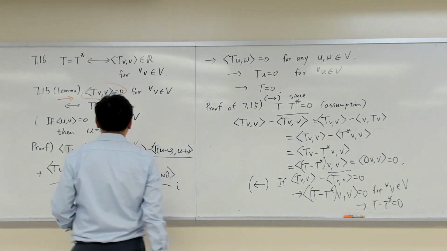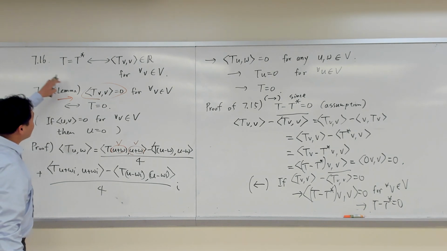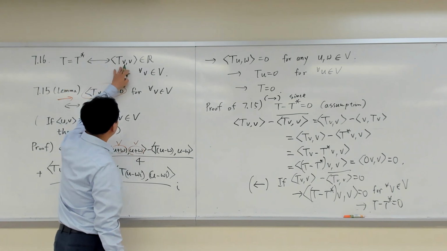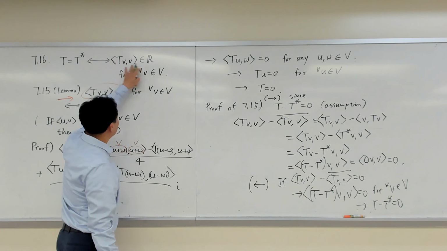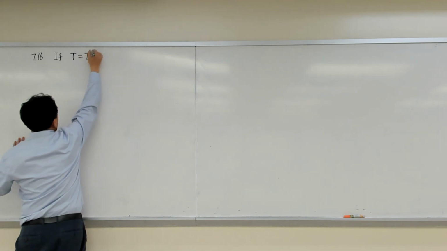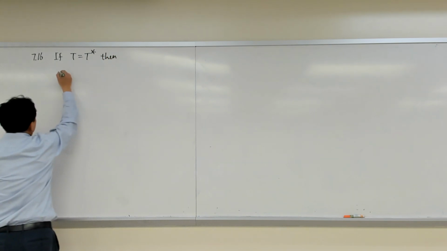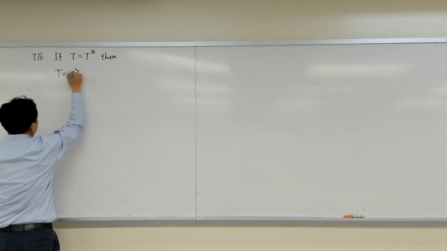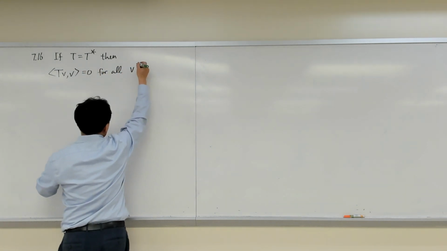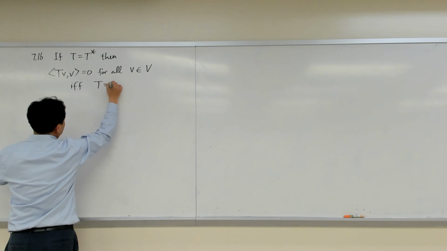Okay, so this gives you a nice characterization for self-adjoint matrices, which is that if you have a self-adjoint matrix, then it's the same thing as saying that if you have TVV, you always get a real number. Okay. If T is self-adjoint, then TVV equals 0 for all V in V, if and only if T is 0.